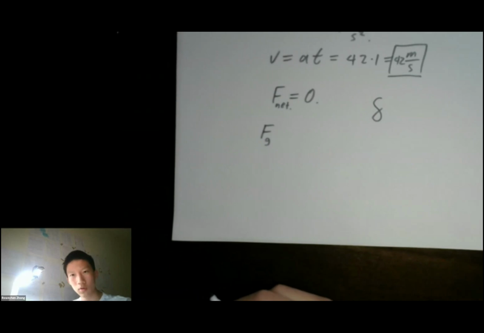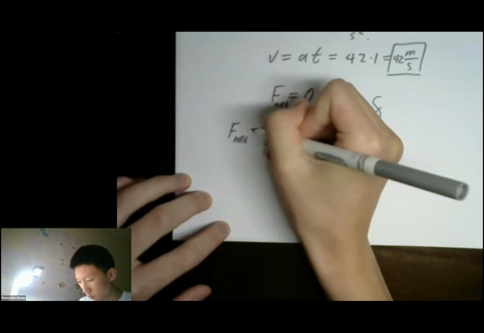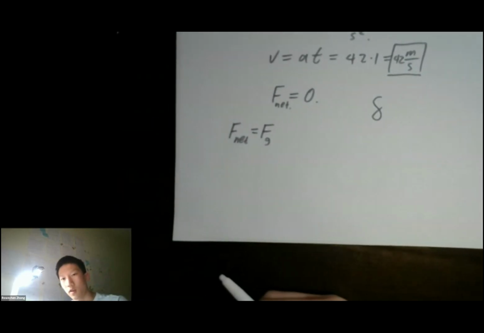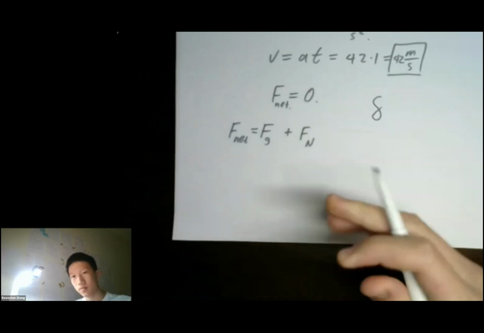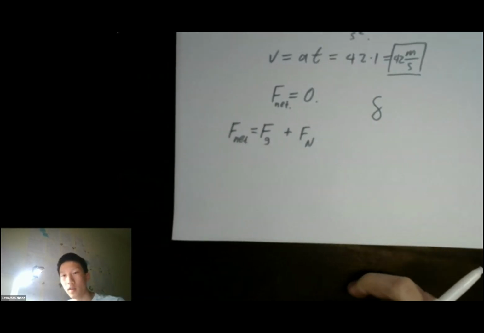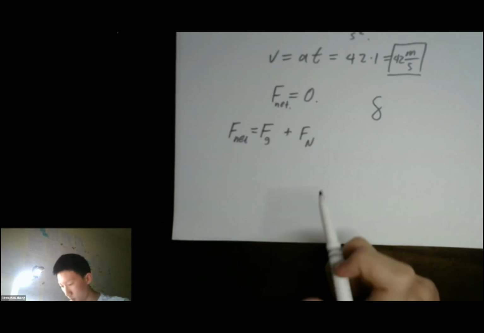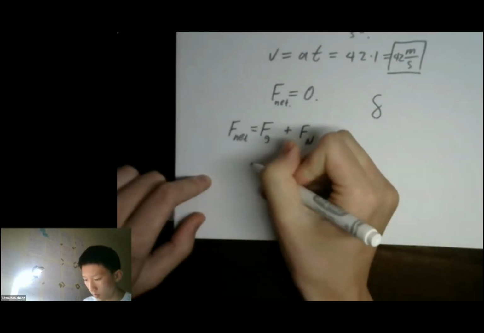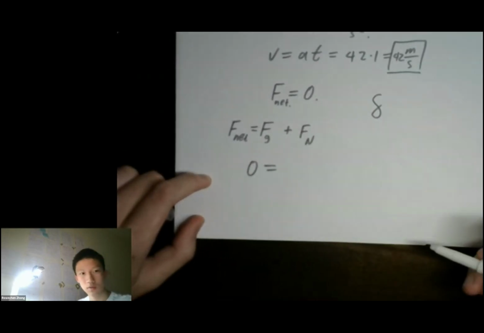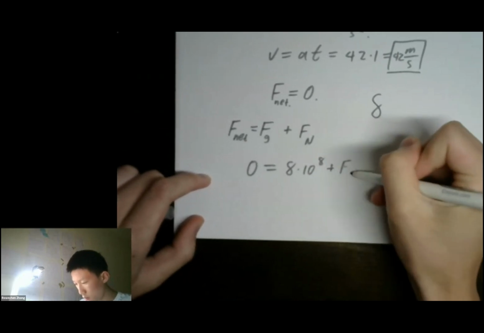And in order to get F net, we have to add together all the available forces. So we've got the force of gravity plus the normal force, F of n. And again, you can use any symbol. You can use a Z, a J, X, doesn't matter. But I'm going to use force normal. Now, in order for F net to be 0, we've got 0 is equal to 8e8, 8 times 10 to the 8, plus the normal force.